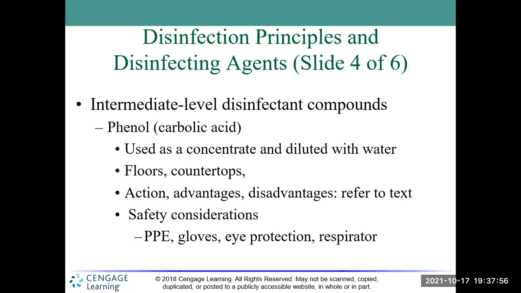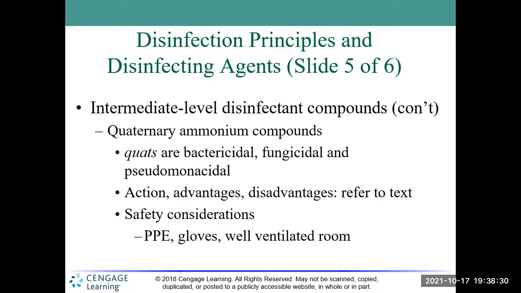Now, one step down, so this is an intermediate level disinfectant compound, phenol, which is carbolic acid. It's used as a concentrate when needed, but it's also used diluted with water. This is good to clean countertops and the floors. And you can read all that in the book, the actions, advantages, and disadvantages. And with this one, you're going to make sure you keep on your PPE and your gloves, eye protection, and respirators, because this one is not recommended at all for inhalation.